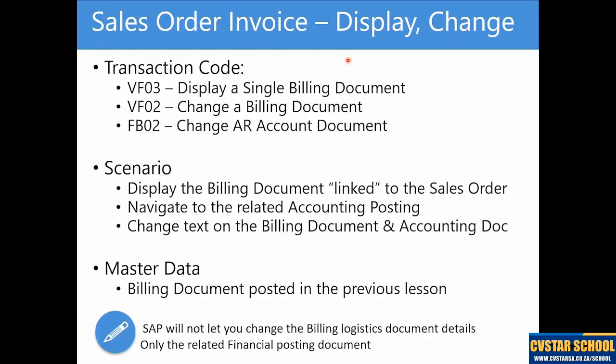So now that you've learned how to create an invoice, we're just going to cover again how to display and potentially change an invoice, what can be changed, and also how to change the related accounting document if necessary. So the scenario is display a billing document that's linked to a sales order, navigate to the accounting posting, and change some text on the billing and the accounting document. And we're going to use the billing document posted in the previous lesson. Remember, SAP won't let you change any billing logistics information or accounting details because you need to always preserve the related trail.